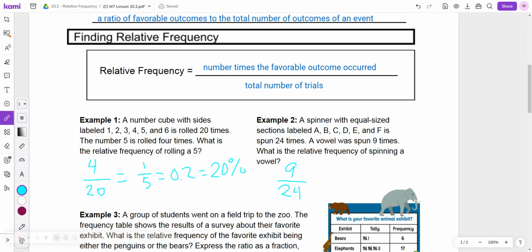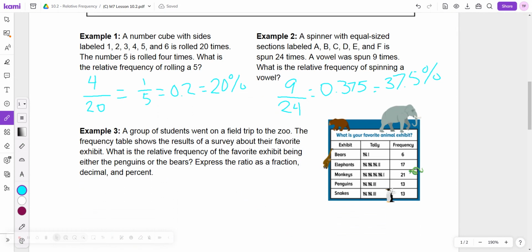If you want to make it into a percent or a decimal, 9 divided by 24 will give me 375 thousandths, which would equal 37.5%. All right, example number 3. A group of students went on a field trip to the zoo. The frequency table shows the results of the survey about the favorite exhibit. What is the relative frequency of the favorite exhibit being either penguins or bears? Express the ratio as a fraction, decimal, and percent.